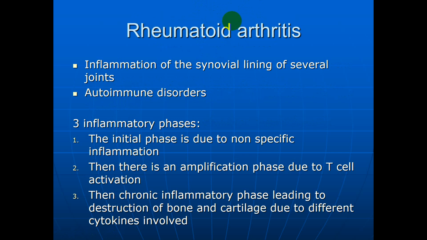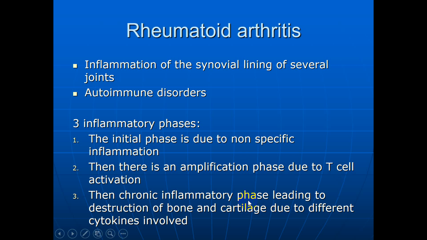Okay. The second condition, which is the autoimmune disease, is an inflammatory condition of the synovial lining of several joints in the body. It's, as I said, an autoimmune disease. It is called rheumatoid arthritis. In general, rheumatoid arthritis will affect the joints in 3 inflammatory phases. The first phase is just non-specific inflammation. In the second phase, there is activation of the T cells. So now the inflammatory component or the autoimmune component is strong, to be followed by the chronic inflammatory phase.